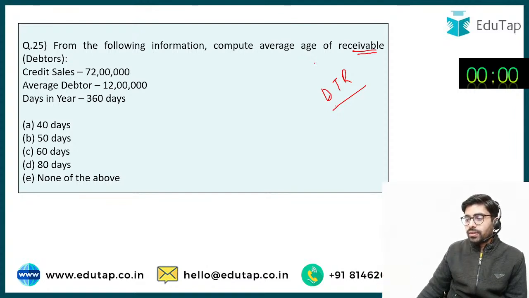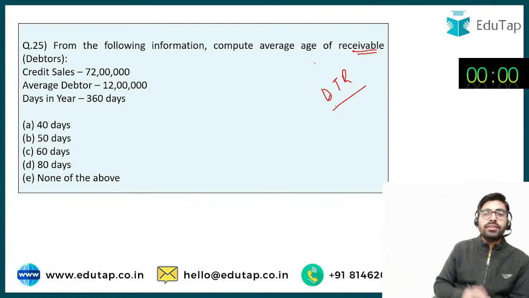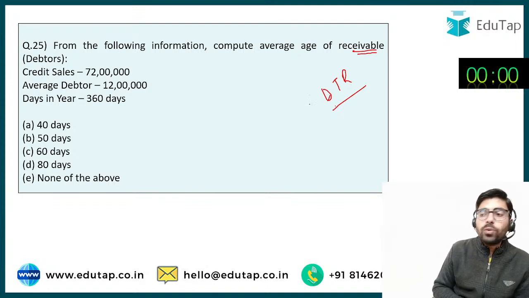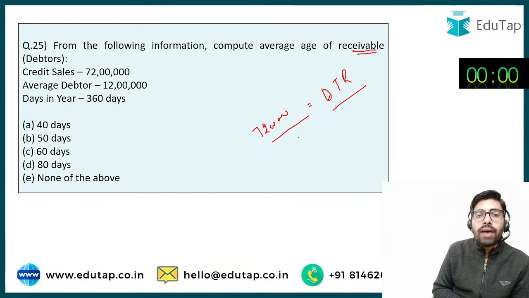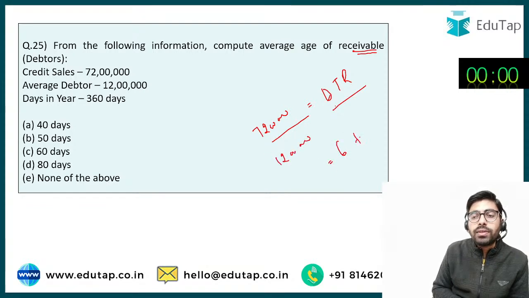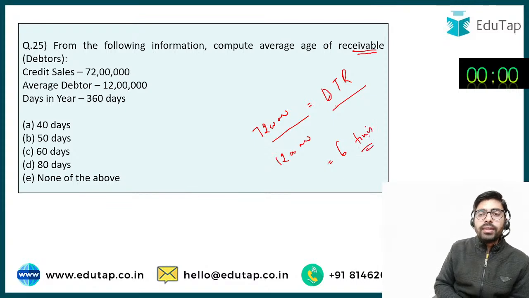25C. Everyone is saying option C should be the answer. So let's try to solve it. Debtor turnover ratio, we already discussed yesterday how this ratio is computed. This is basically your credit sales divided by your average accounts receivable or average debtors. This is going to come out to 6 times. And remember, I think the figures are also the same.